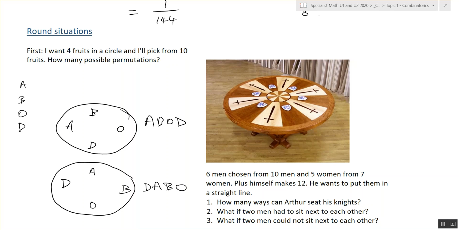We still use the permutation formula, but we have to do one thing. Not 2, you're getting closer. 4. You divide by r. Close enough. Okay, so in the fruit one, we've got 10 to pick from. We've got 4 spots to fill, and we're dividing by 4.